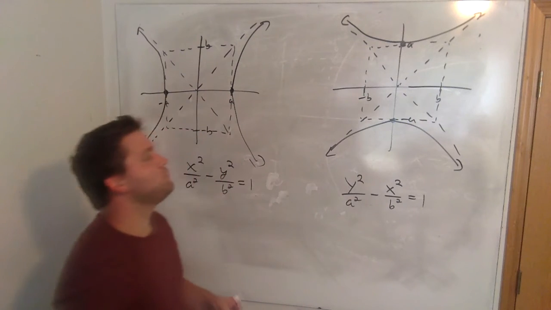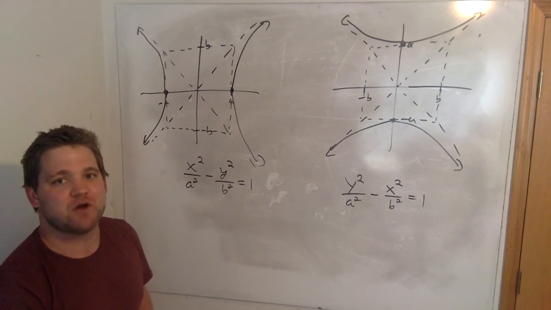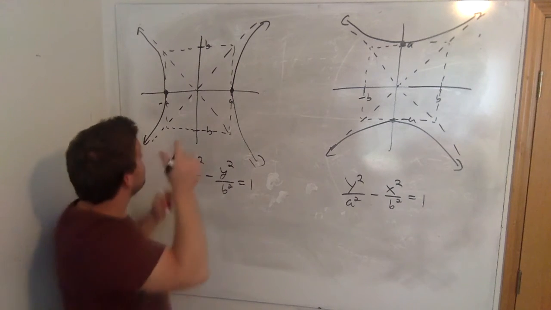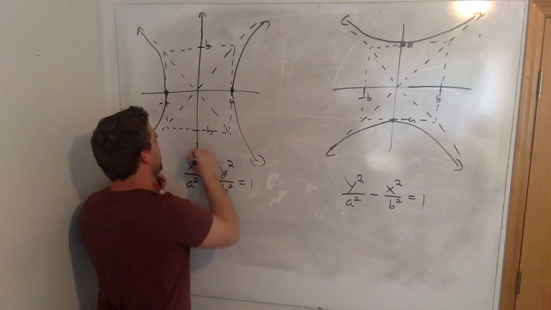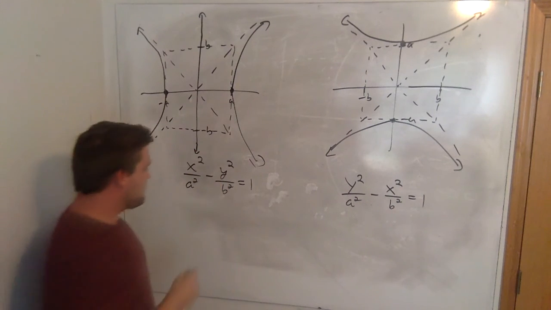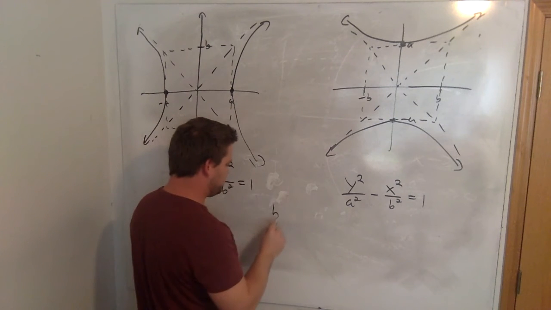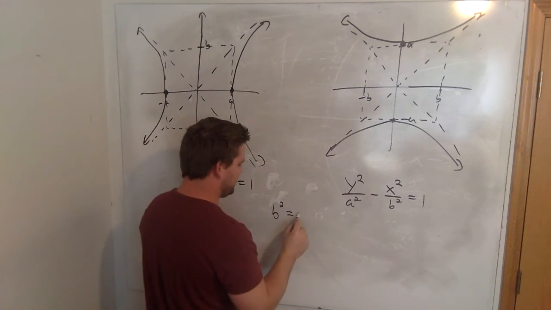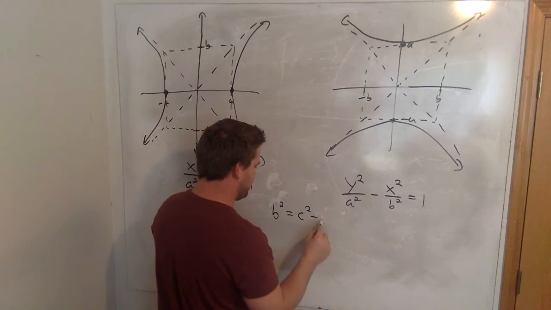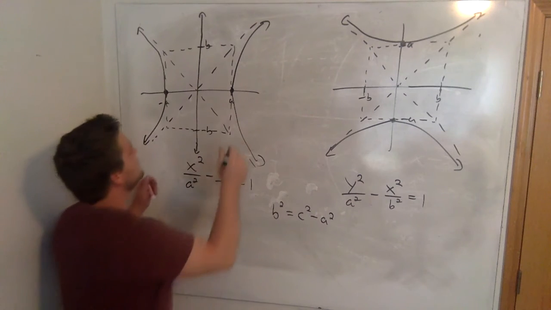So B helps us understand the asymptotes. B helps us draw this central box. Another interesting thing to think about is, remember when we did the derivation for these equations, we had this b squared. We called it c squared minus a squared. Let's remember that.